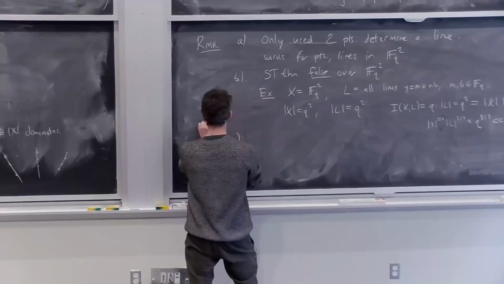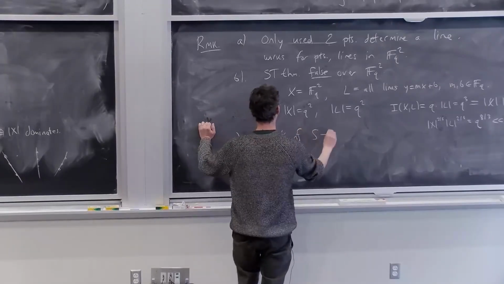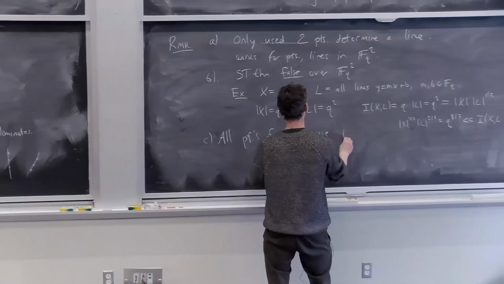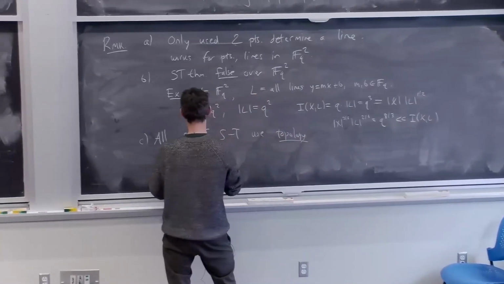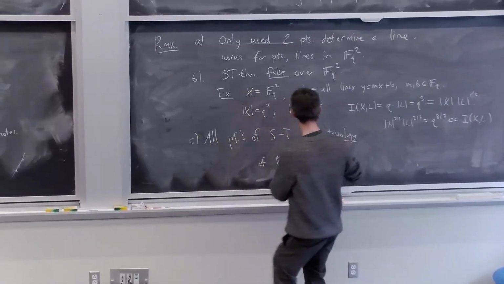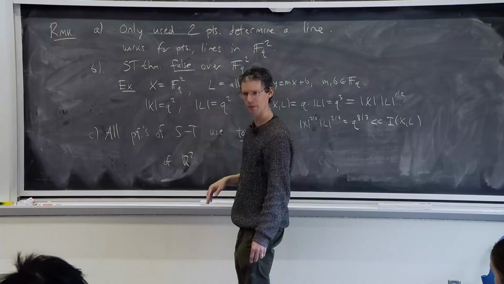So, all proofs of Szemeredi-Trotter use the topology of the plane in some way. And the topology of R2 is kind of different from the topology of FQ2, whatever that might mean.